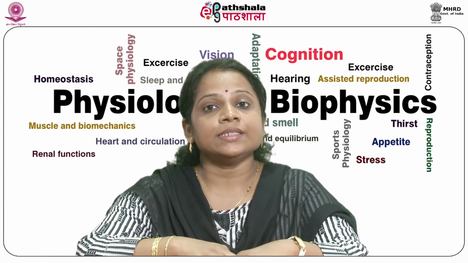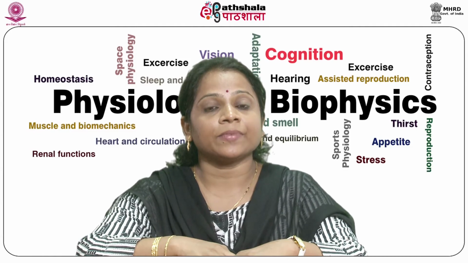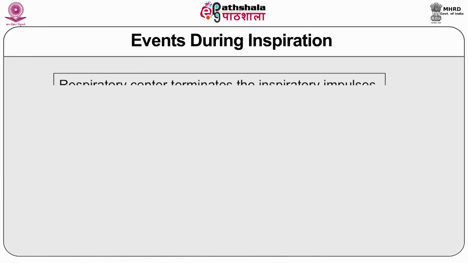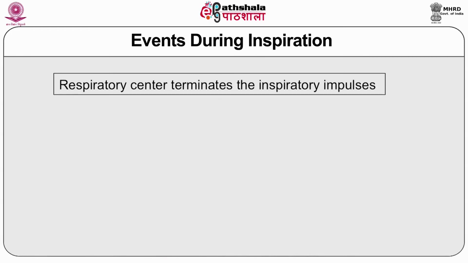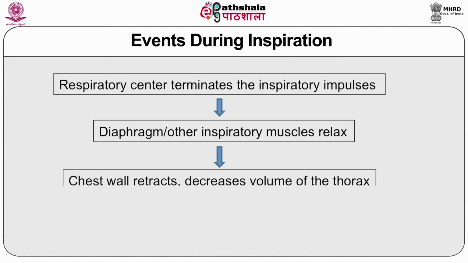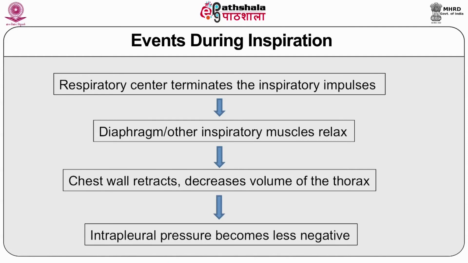Now, what are the sequences of events which take place during expiration? The respiratory center terminates the impulses which are carried to the inspiratory muscles. Diaphragm or other inspiratory muscles relax. The chest wall retracts and decreases the volume of the thorax. Intrapleural pressure becomes less negative.